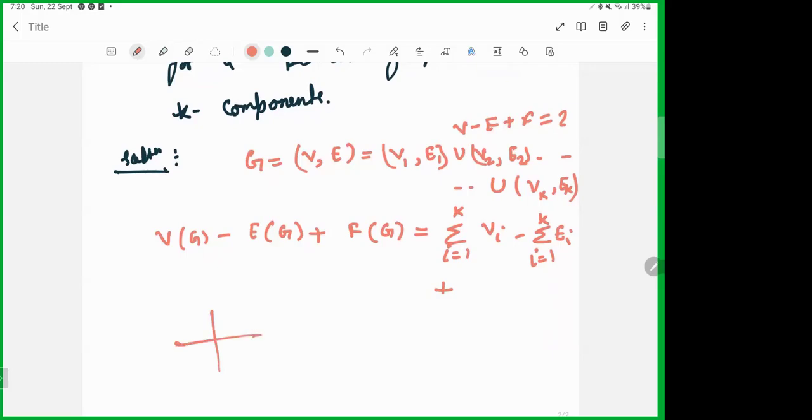You can't say directly. Suppose this is a graph G. This is V1 comma E1. This is V2 comma E2. So what can you say about faces? This graph has two faces, and this graph has only one face, right? Yes. So how many faces does this graph have, which is a union of k components? Is the number of faces the sum, or something lesser or something more?